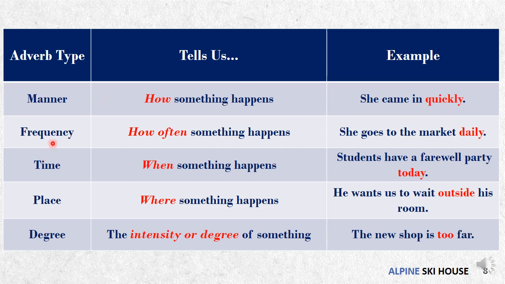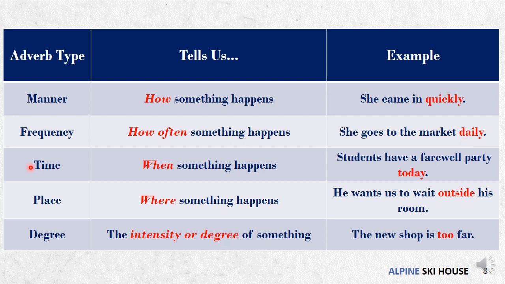The adverb type of frequency tells how often something happens. Some people have a habit. They often do it. They say it's a habit that I have developed. It can be a good habit. It can be a bad habit. So adverb of frequency says how often something happens. She goes to the market daily. Some people are so health conscious that they want to purchase only fresh vegetables. They don't even want to store them in their refrigerators.